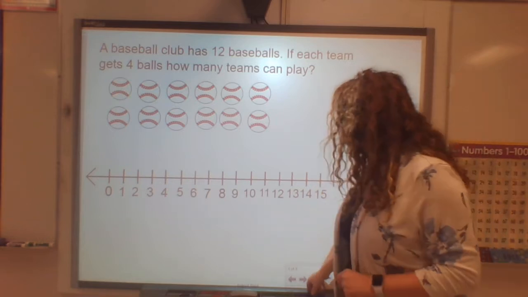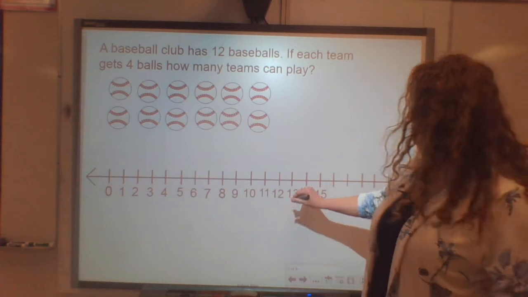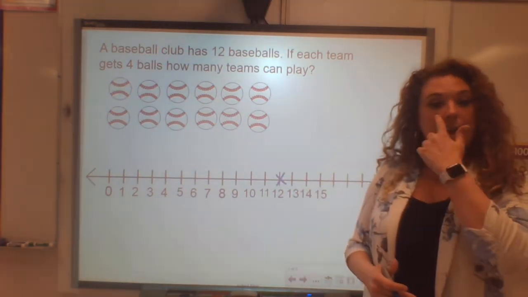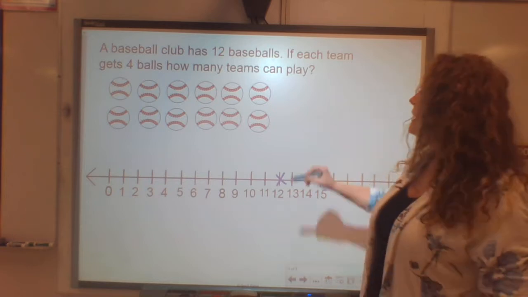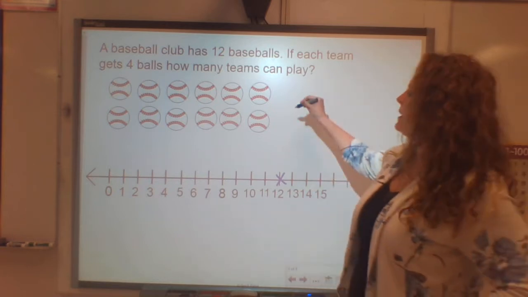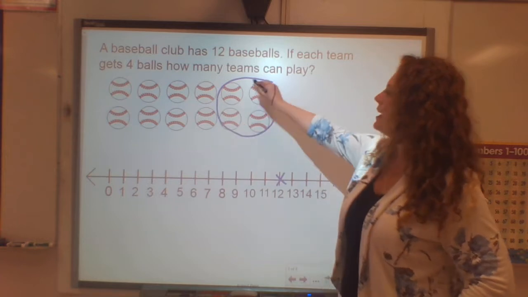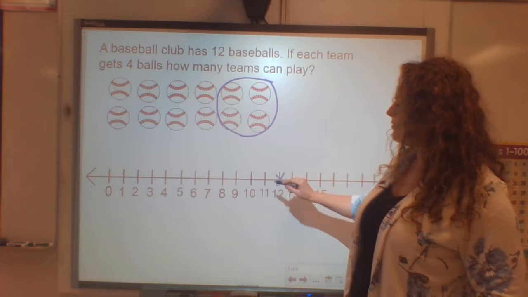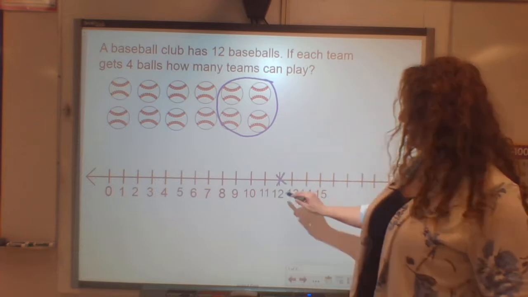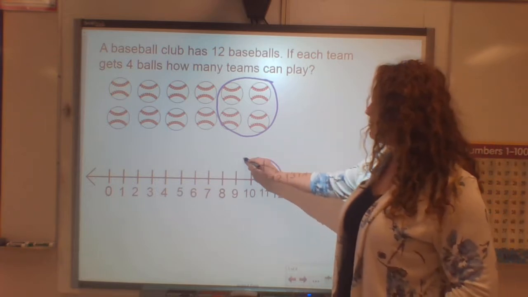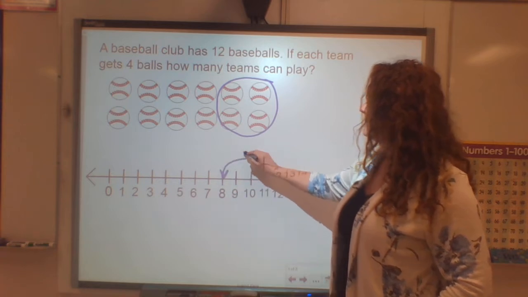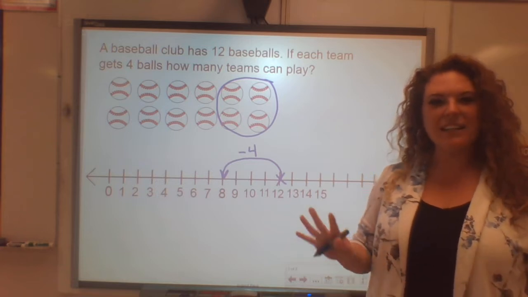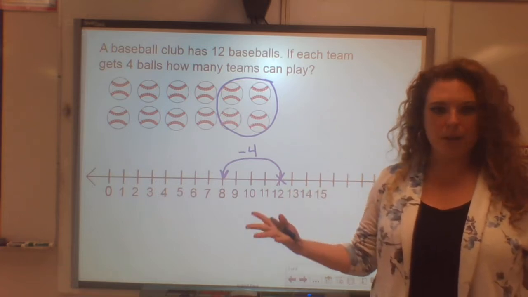So we're going to start with 12, and on my number line, I'm going to find the 12 and just put an X right on the 12. So just like when we did repeated addition, we worked our way up. Now, I'm going to pretend I'm going to take 4 balls and give them to one team. So I'm going to take 12 and subtract 4. So here's my 12. When I take away 4, I get 8. 12 take away 4 is 8. All right, so that's one team and their balls.